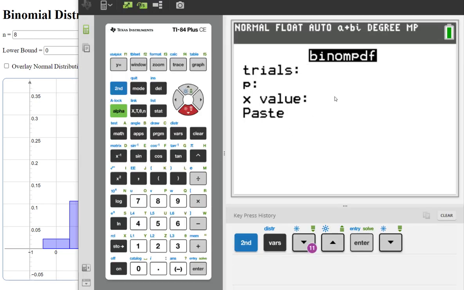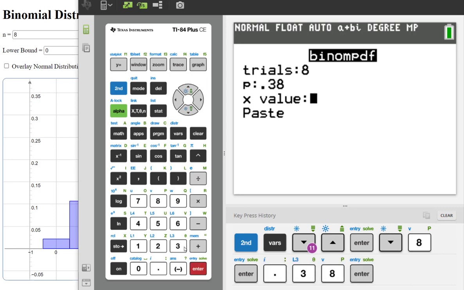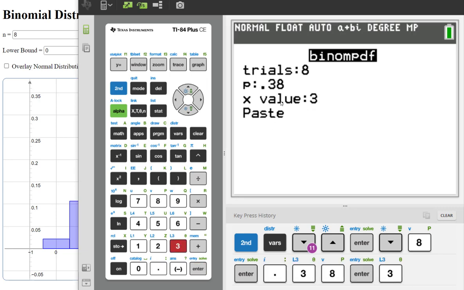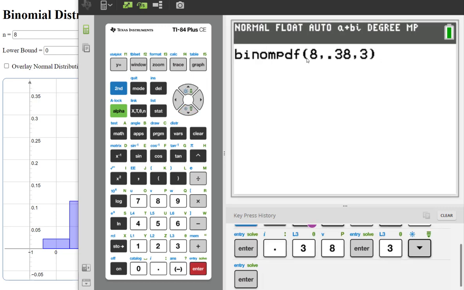So let's take a look. I'll set the number of trials to 8, probability of success to 0.38, and the x value here, which is the number of successes we wish to observe, to 3. Then when I hit paste, it will just take that function and paste it to the home screen along with the inputs that you have indicated. So you just have to press enter one more time and it will calculate that probability.